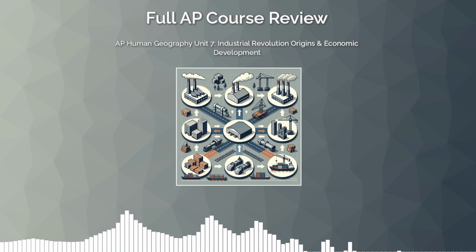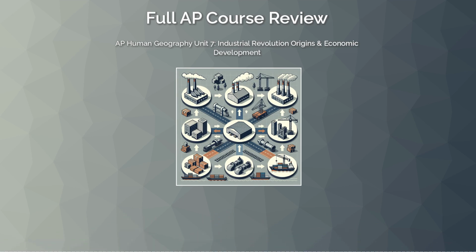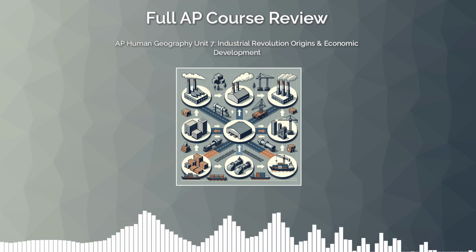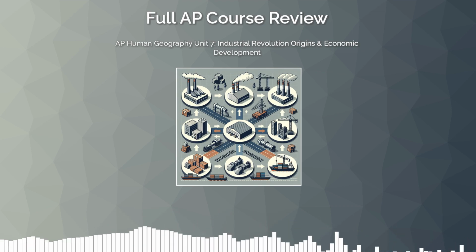The formula and how to use it. The multiplier itself has a formula you absolutely must know. The economic base multiplier is calculated as multiplier equals total employment divided by basic sector employment.